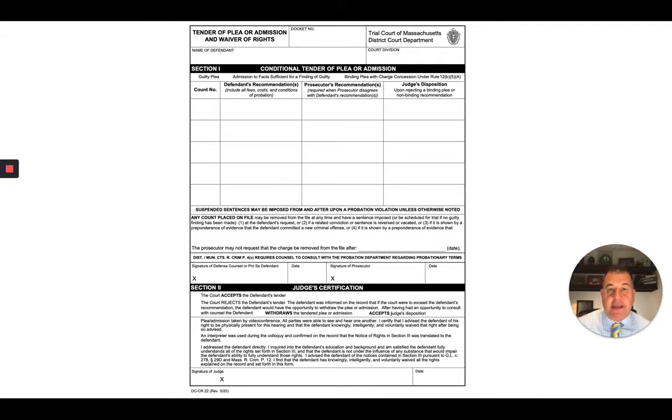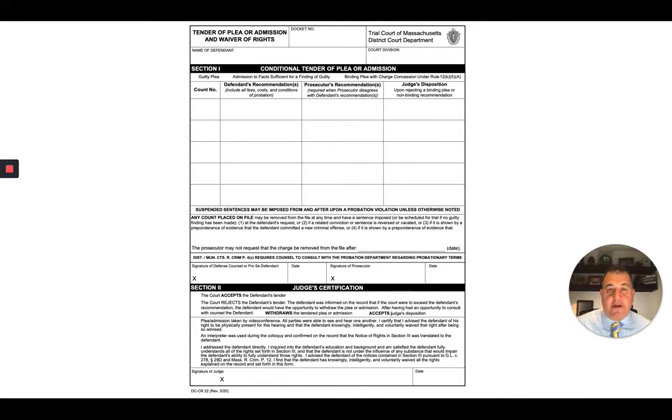But before you ever get here, what should have happened is your lawyer and you should have looked at all of the evidence that's been provided, thought about how you can fight the case before you ever get here. So once you've decided that maybe there's just too much evidence or you don't want to take the chance of going to trial, you might want to consider taking a plea. That's when this form comes in.